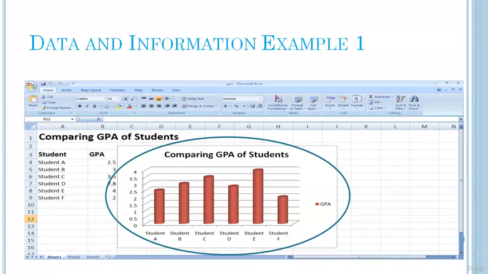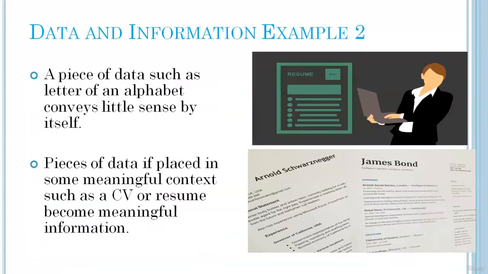Now let us try to understand the difference between data and information with the help of some more examples. A piece of data such as a letter of an alphabet conveys little sense by itself. However, if you use letters of alphabets to write paragraphs and then organize those paragraphs in the form of book chapters or sections, then this becomes meaningful to you, or in other words, it becomes information.